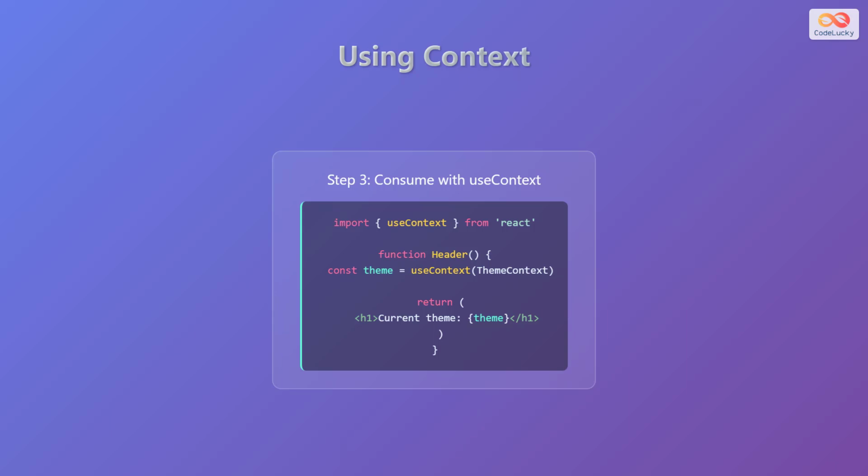Let's explore how to consume the context value within a component using the useContext hook. The third step involves consuming the context with useContext. Inside your component, import useContext from React. Then call useContext, passing in the context you want to access, such as ThemeContext. This hook returns the current value of the context, which you can then use in your component. For example, const theme equals useContext ThemeContext retrieves the current theme value, and you can use this theme variable in your component's rendering logic, like so, h1 Current theme, theme, /h1.